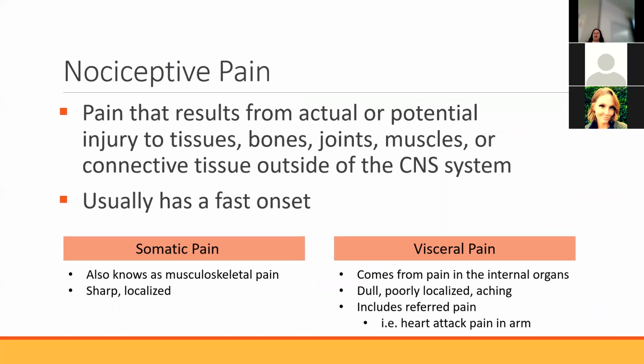So nociceptive pain, this is what we most of the time think about. This is, again, actual or potential injury to our tissues, bones, joints, muscles, connective tissue, everything outside of our actual nervous system. It usually happens pretty fast. It's not there and then it is. Somatic pain, our musculoskeletal pain, tends to be very sharp, localized. There is a place that is injured and it hurts.